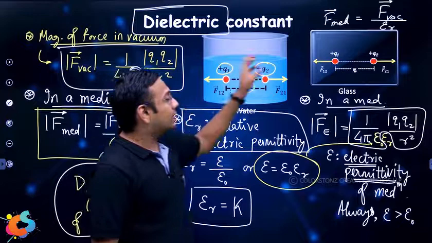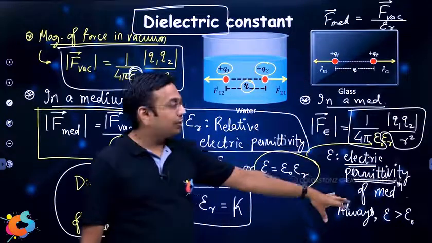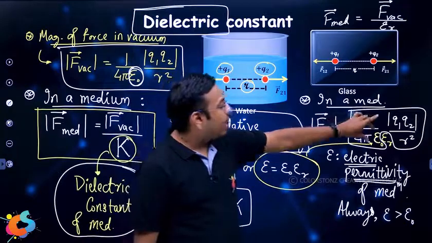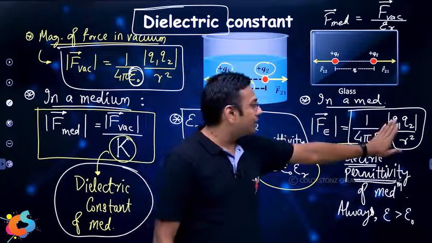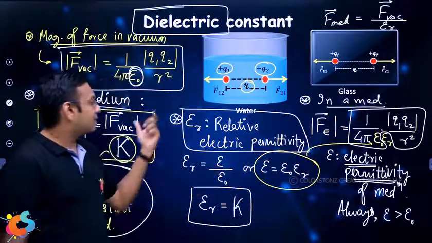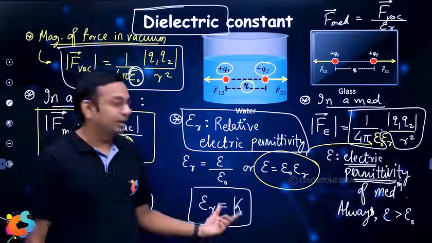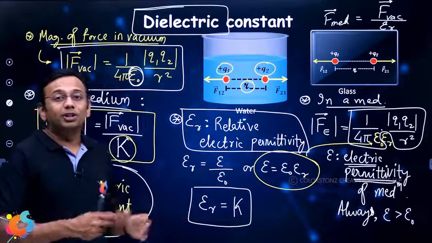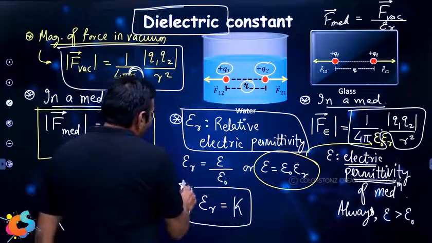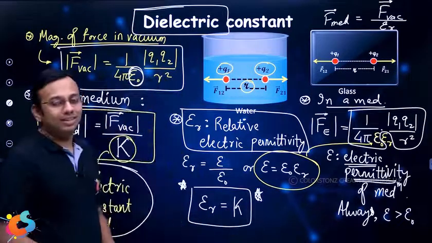Instead of dielectric constant, we can take the approach of electric permittivity of medium also. And therefore, this parameter here changes. Instead of epsilon naught, we get epsilon. But then we can relate the epsilon to epsilon naught by introducing relative electric permittivity in this manner. But numerically, both of them are the same things. Epsilon r or k, both are the same things.